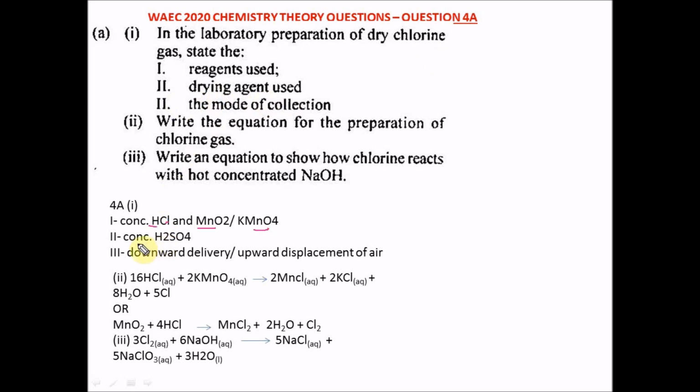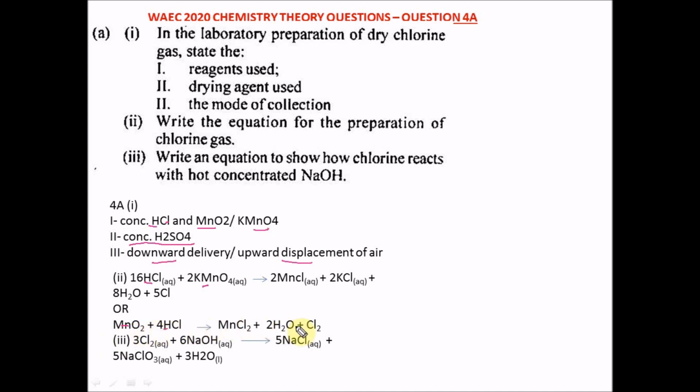For the drying agent, we use concentrated tetraoxosulfate(VI) acid. For the mode of collection, we use downward delivery, or upward displacement of air. When you're preparing chlorine gas, the equation for the reaction is this. Remember I said we can use HCl with this, or this and HCl as well. So this is the equation: 16 moles of hydrochloric acid reacts with this to give you 2 moles of manganese chloride with some potassium chloride, water, and chlorine gas. That's your dry chlorine gas.